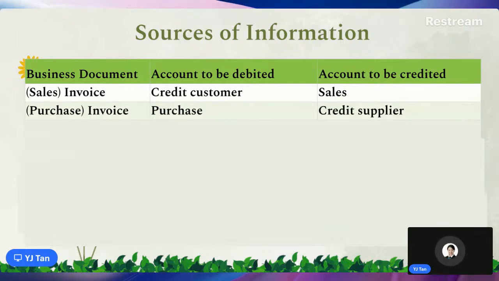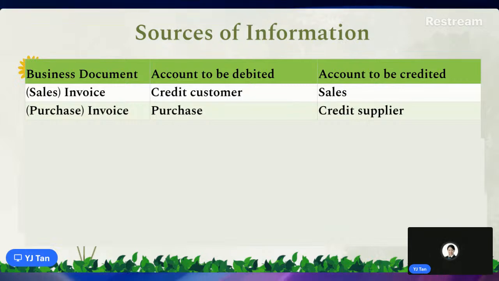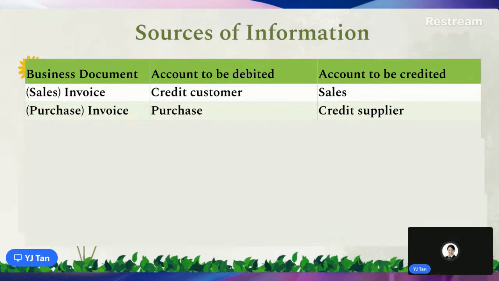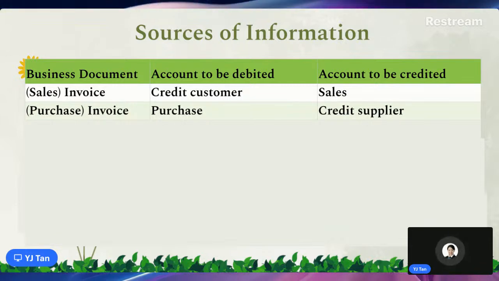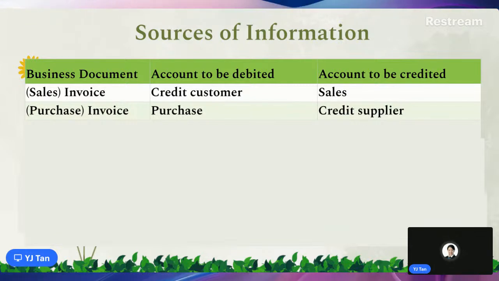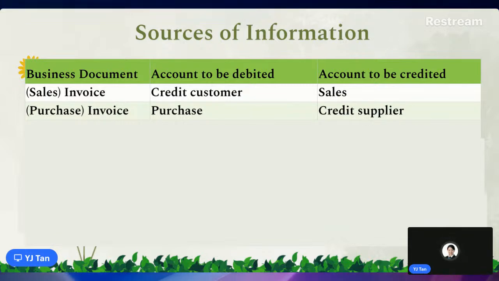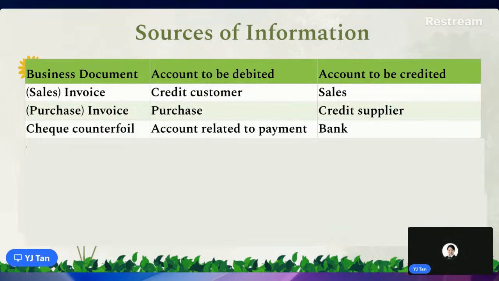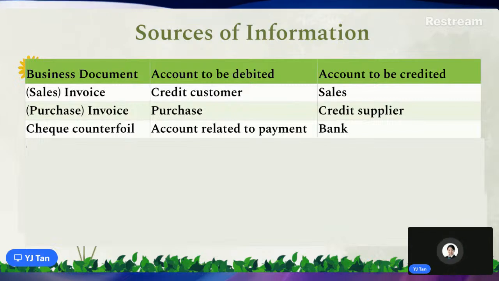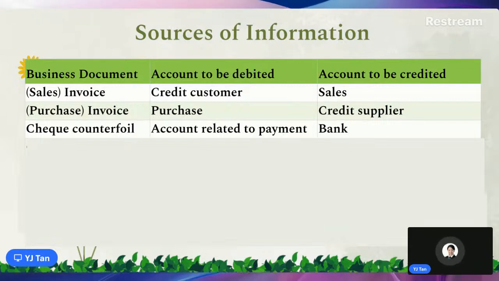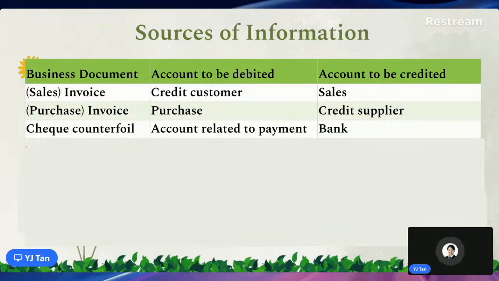And if the invoice you are receiving is from your supplier, a credit purchase, so what you need to do is debit your purchases and credit your supplier, because you start owing money to your supplier. And then when you issue a check, your money in the bank is reduced.